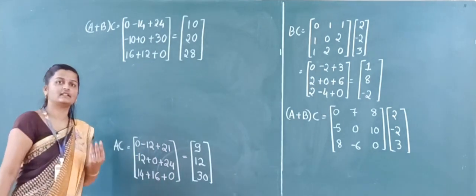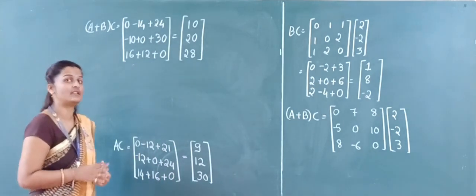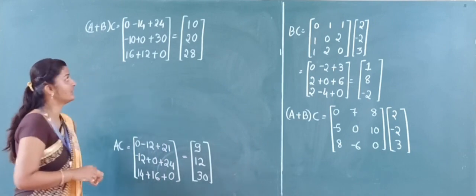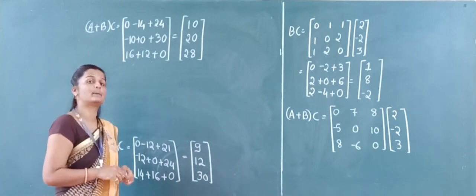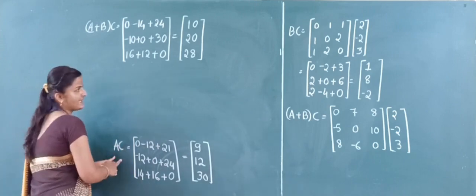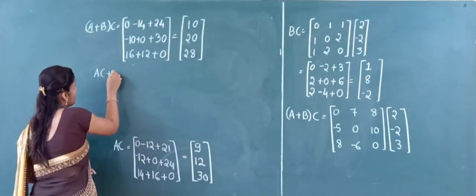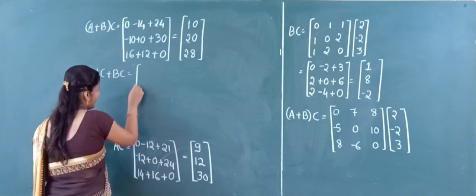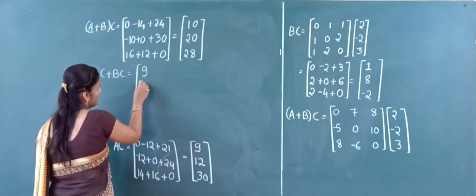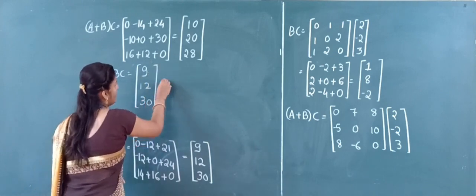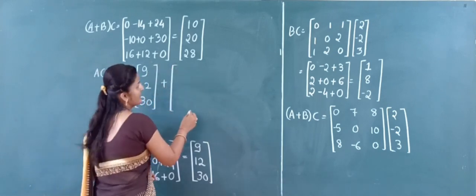So we have found the first part. In the question they have given that we must verify. So what do we have to verify? A plus B into C is always equal to AC plus BC. So we have our AC and BC there. So I will add AC plus BC. What is our AC? 9, 12, 30, plus BC.